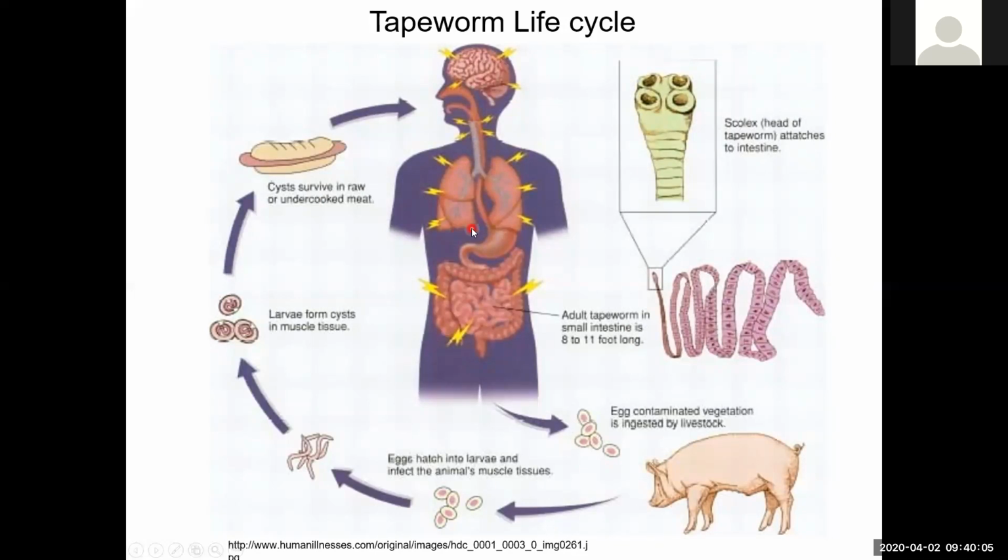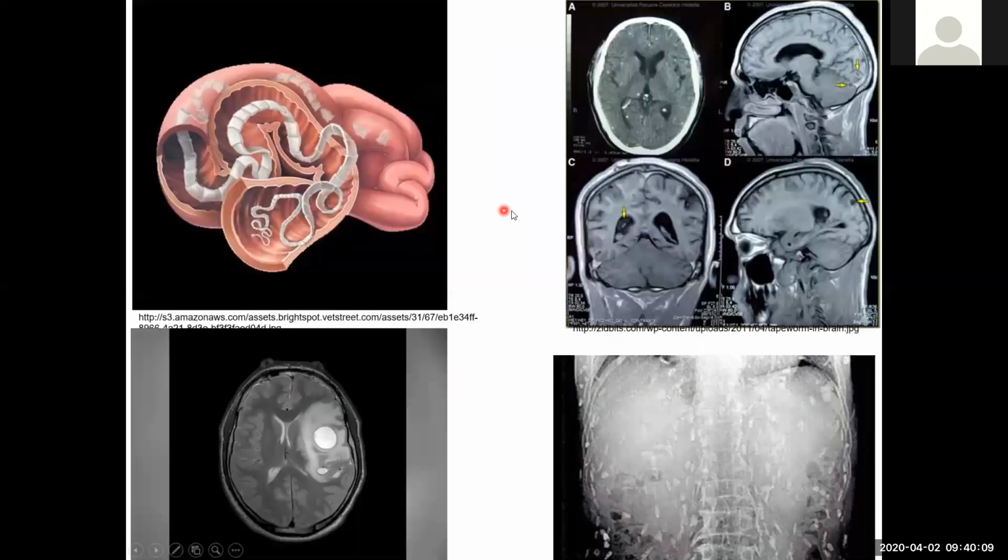It can colonize multiple different areas, where it is shown by the lightning bolts. Here is how it usually lives. Here's the scolex embedded in the intestinal wall, and it trails behind in our large amount of intestines.